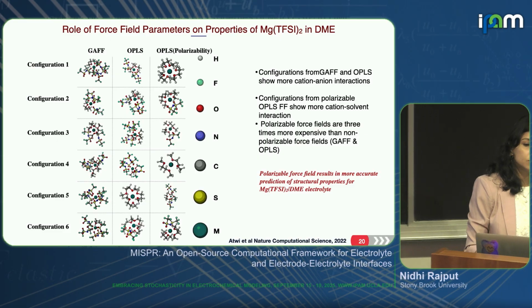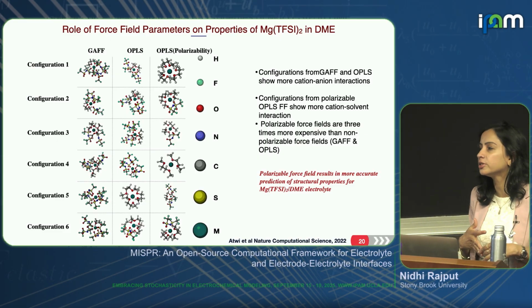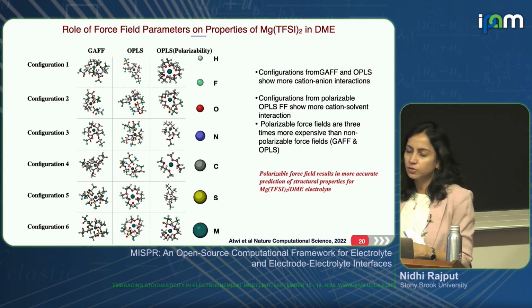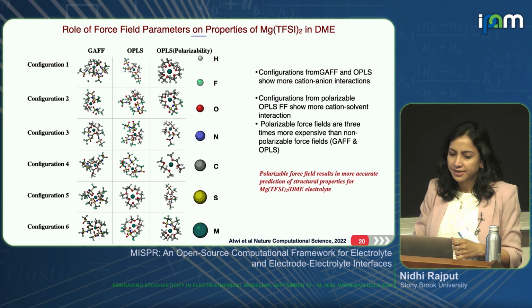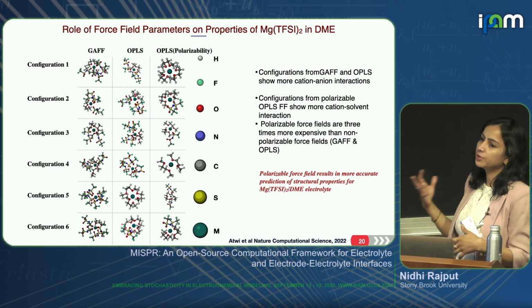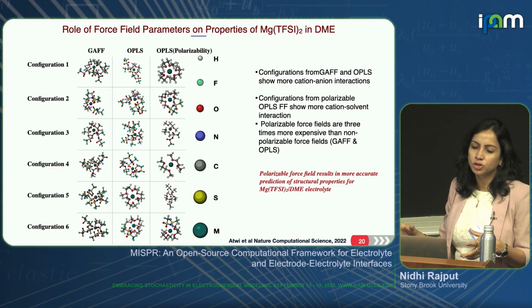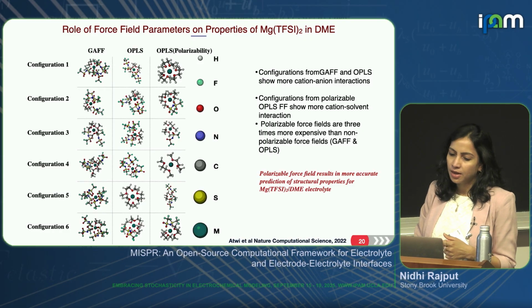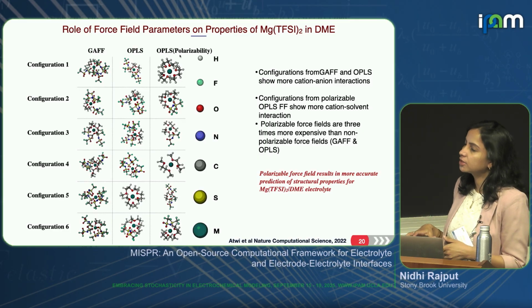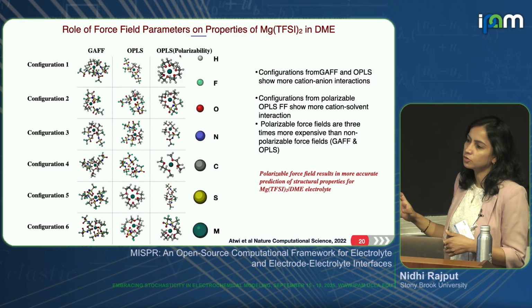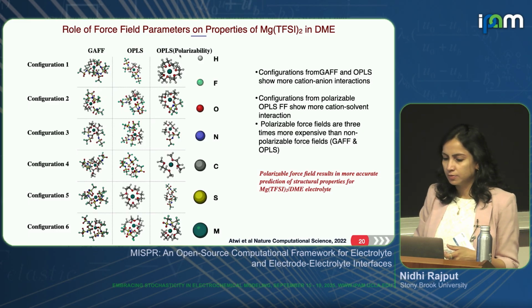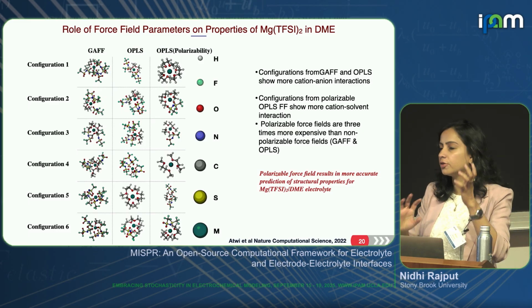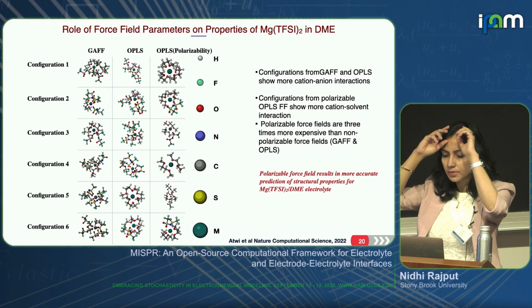We ran the entire workflow to extract all possible configurations with these 3 different force fields. Overall, we found that GAFF and OPLS give over-prediction of the cation and anion coordination and a more heterogeneous distribution of configurations. Compared to that, the polarizable OPLS force field gives a more homogeneous distribution with stronger interaction between cation and solvent.